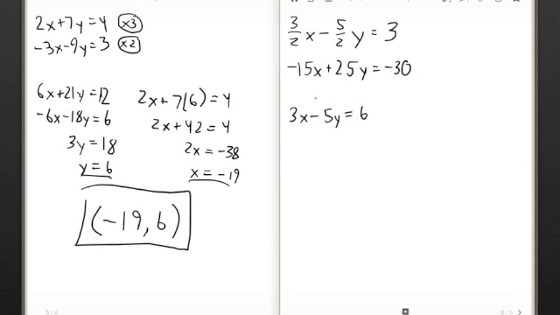Pick either the x or the y. Let's just pick the y this time. If we want to get the y's to be the same, all we have to do is multiply this equation here by 5, and then we'll have 25y in both. So we'll get 15x minus 25y equals 30. Let's bring down this equation here. Sometimes it helps to do that so that you can see them side by side.